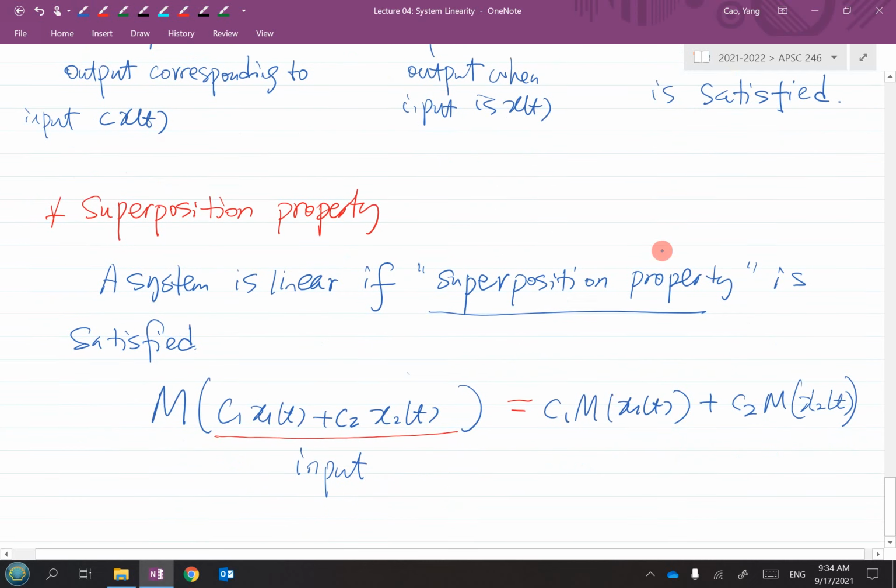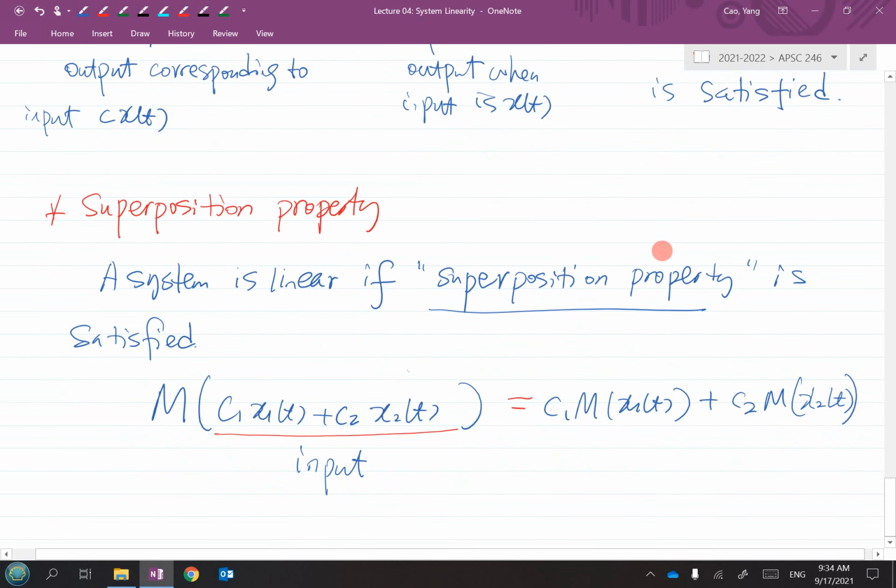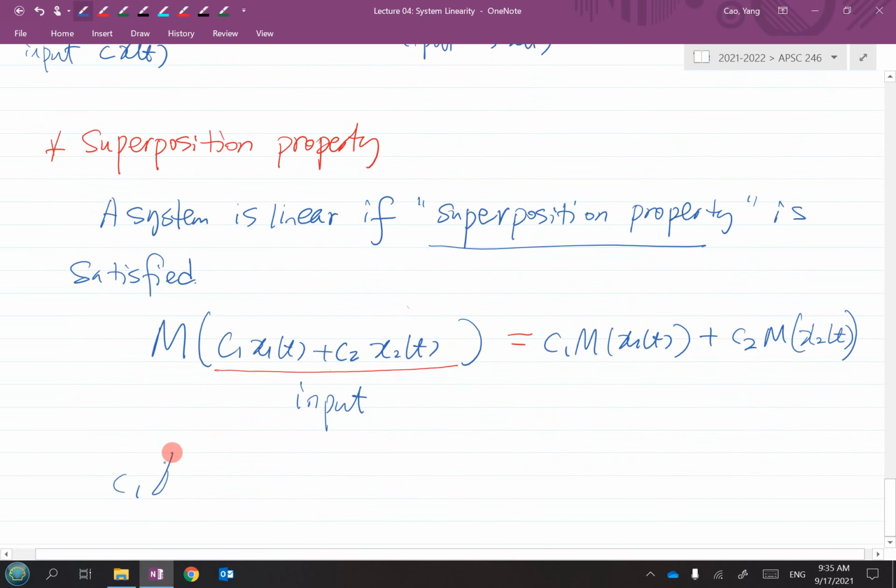And you look at the input here, what do you observe? The input is a combination of x1 and x2, right? But it's not just a simple addition. There's also the scaled version of x1 plus the scaled version of x2. If you compare this to the additive property, it doesn't have C1, C2 here. Right. So maybe I should also reiterate that C1 and C2 are constants. Okay, so they're not variables.